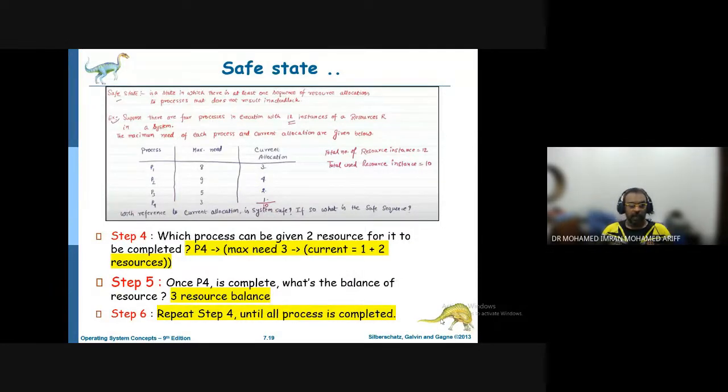So, Afiq said once P4 is done, the next process will be P3. Okay, so now P3, if we go back to P3, P3 needs maximum of 5. Resource available is 3. So 2 plus 3 is 5. So P3 is also finished. So once P3 is done, what is the resource available? What is the resource balance?